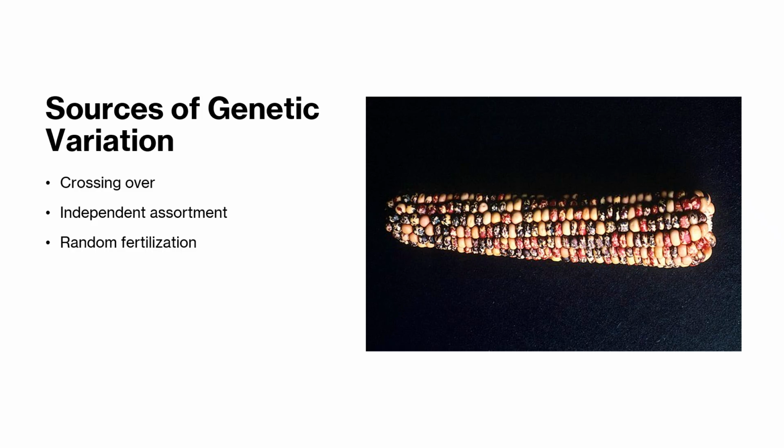Meiosis boosts genetic variation in three major ways. First is crossing over, which physically swaps DNA segments between homologous chromosomes. Second is independent assortment, which mixes maternal and paternal chromosomes in many combinations. Finally, random fertilization amplifies variation because any sperm can fertilize any egg. When combined, these mechanisms create enormous genetic diversity.